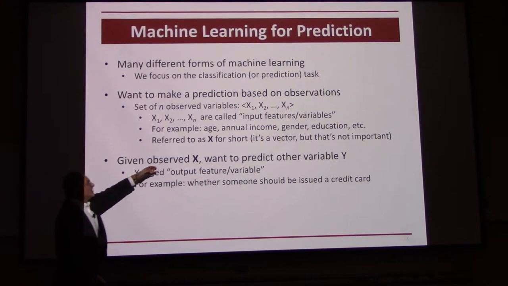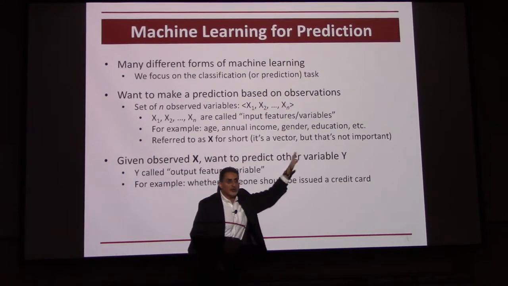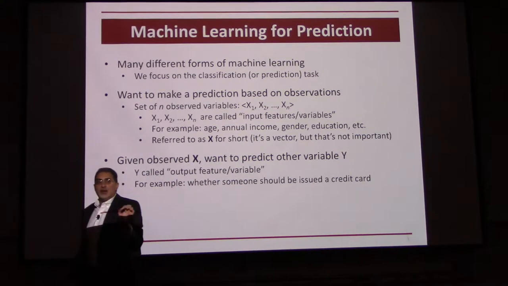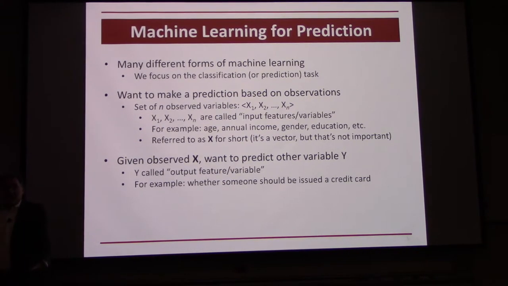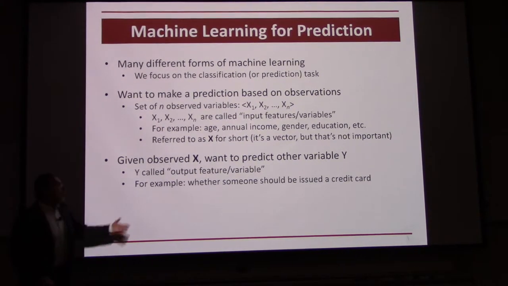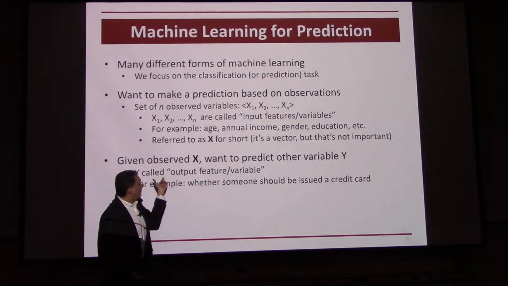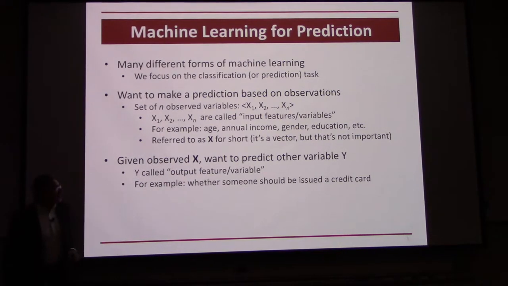So for example, based on someone's age, annual income, gender, and education, they committed a crime, and we want to predict whether or not they're likely to commit another crime. Should they be granted bail or not? The output Y is called the output variable or feature, that's the thing we want to predict.